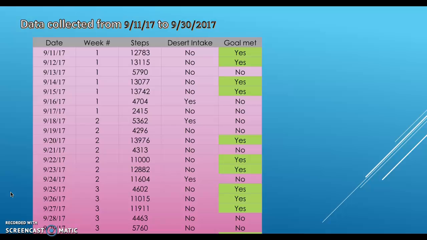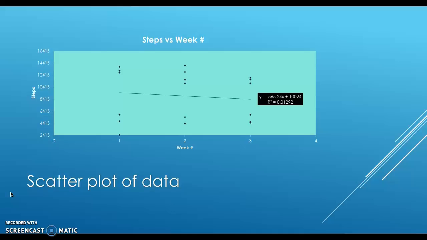As far as the dessert intake goes, most of the days I was successful in not taking dessert after the meal, but there were a few days which skewed away. I was very tempted to eat dessert those days. Those were my cheat days. The final column shows whether I achieved my steps goal and my dessert goal. If my final goal was met, I recorded yes, and if it wasn't met, I recorded no.